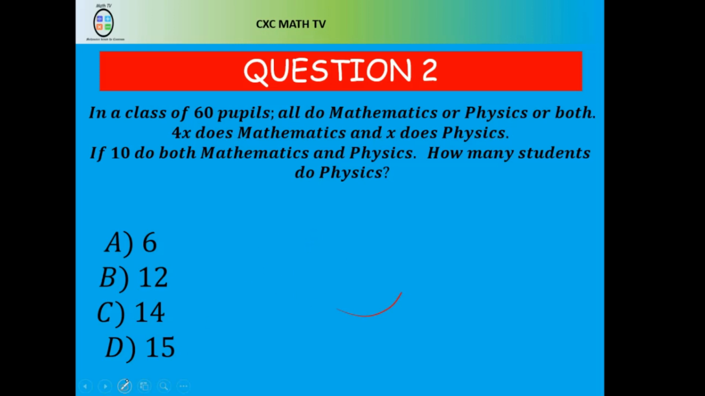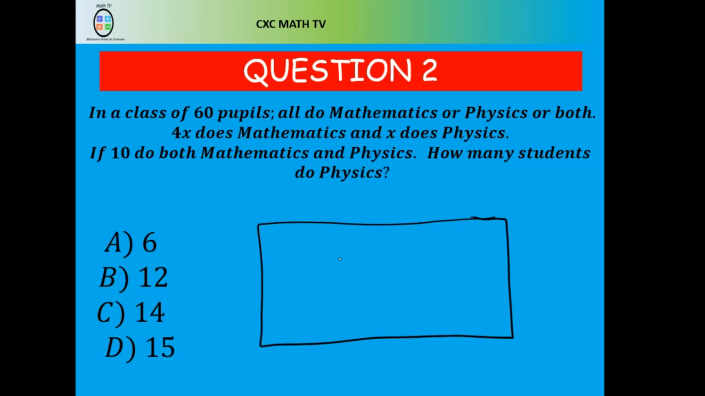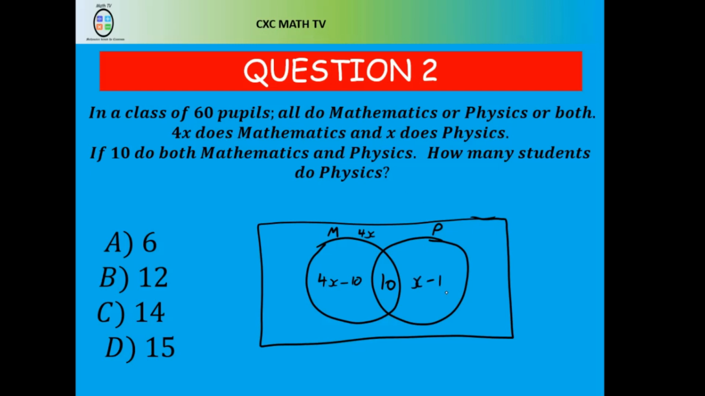Sorry about that, the mark going at the bottom. So the first thing we know is, if we create a little Venn diagram, you have the physics, maths, and then you have the overlap. The intersection is 10. And then we know that 4x does mathematics, so overall it's 4x for mathematics. So mathematics only would be 4x minus 10. And then physics, we know that x does physics, so x minus 10 for physics only. And the universal set is 60.